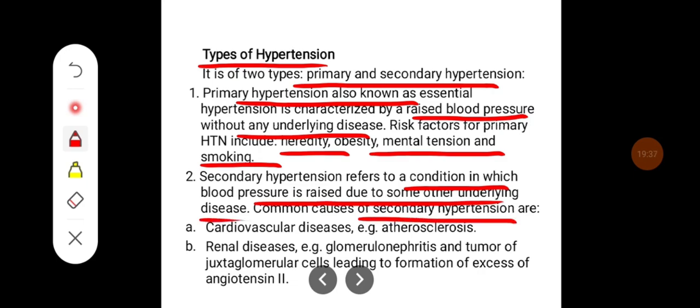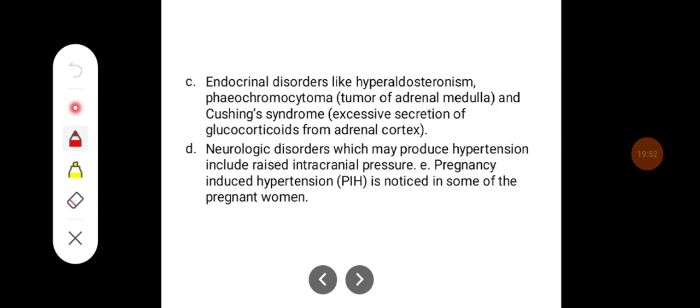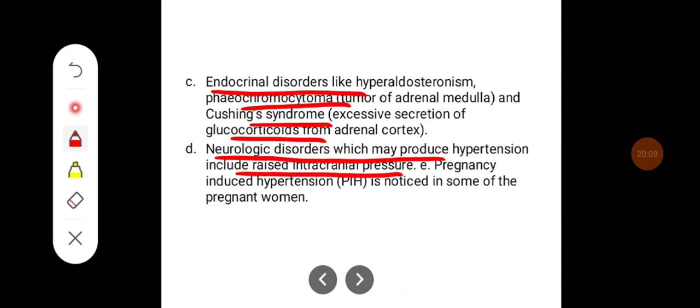Common causes of secondary hypertension are cardiovascular diseases like atherosclerosis, renal diseases like glomerulonephritis, and tumor of juxtaglomerular cells leading to formation of excess angiotensin II. It could also be because of endocrine disorders like hyperaldosteronism, pheochromocytoma, and Cushing's disease, that is, excessive secretion of glucocorticoids from the adrenal cortex. Neurological diseases, including raised intracranial pressure, may also produce hypertension, and pregnancy-induced hypertension is noticed in some pregnant women, which leads to secondary hypertension.